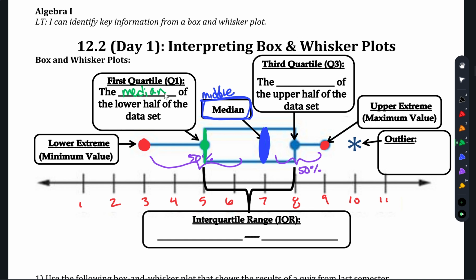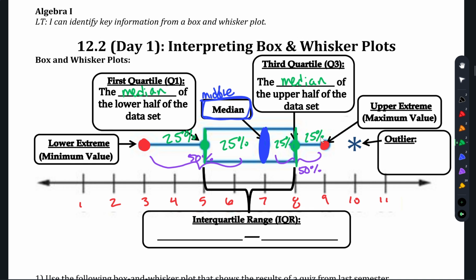We do the same thing for the upper half. We take that upper 50%, we find the median of that upper 50%, and we call that the third quartile. Okay, now essentially, I've cut my data into 4 pieces. Each piece represents 25% of my total data. That's essentially the box and whisker plot. Each section of the box and whisker plot represents 25% of data.